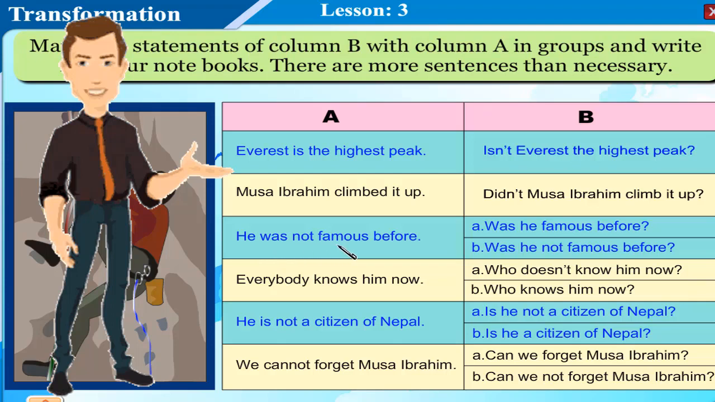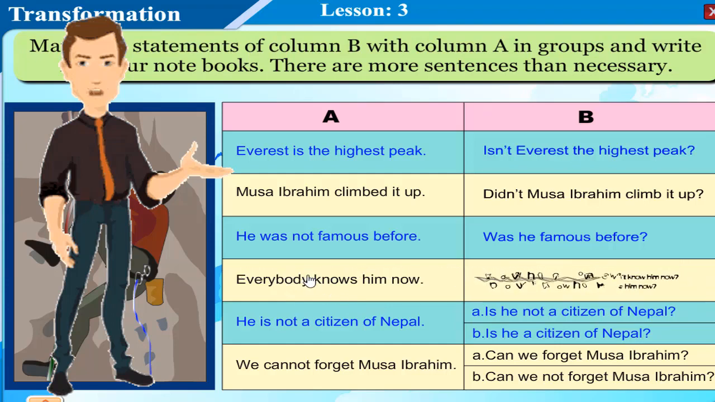He was not famous before, so it has the auxiliary verb and not. So the negative would become a positive sentence. That means this one: was he famous before? Look, it is the answer, because when you see the negative sense in an affirmative sentence, we have to turn it into the positive sense. That means was, and we should not put not after was or the auxiliary verb. Everybody knows him now. There is no auxiliary verb, so we should bring an auxiliary verb. And which one? Doesn't, because it is positive. So that would be the answer.